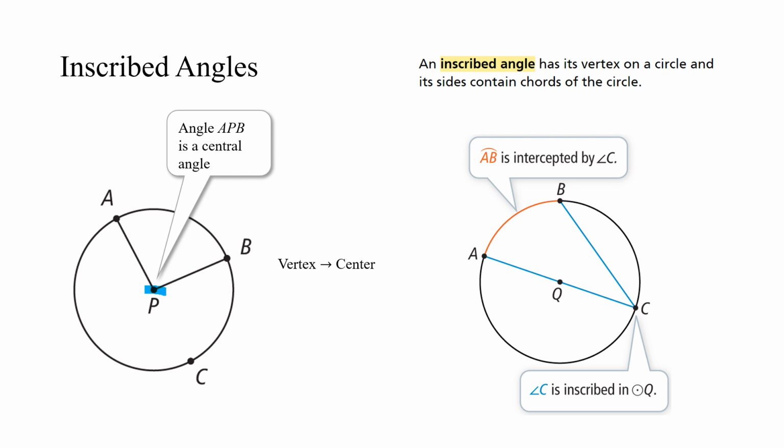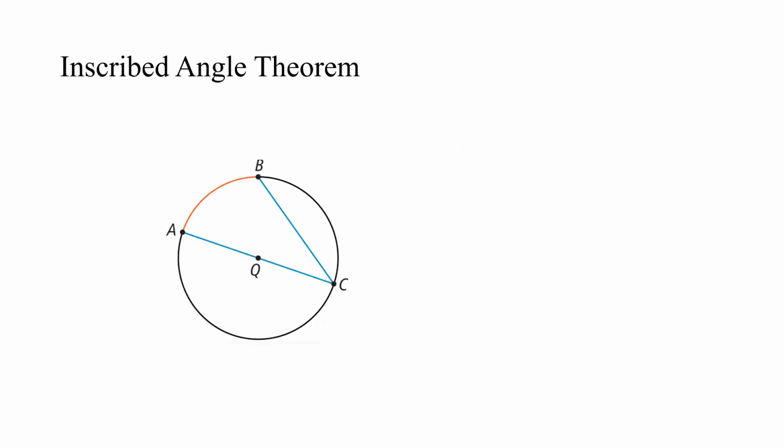And it's going to be intercepting an arc as well. So angle ACB is called the inscribed angle, and that inscribed angle is intercepting arc AB. There are going to be two theorems that deal with inscribed angles. The first one is called the inscribed angle theorem.